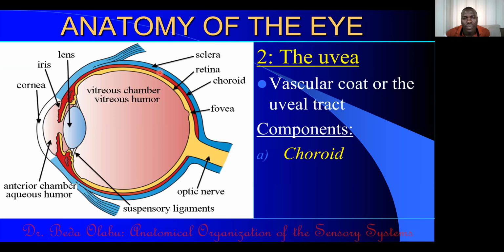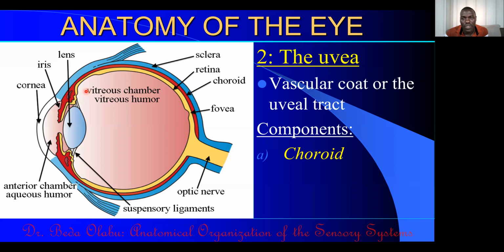Apart from the fact that the choroid is dark to absorb light, the choroid is also heavily vascularized. And it is from this vascularity that the uvea gets its name. The vascularity of the choroid is to provide nutrition to the retina. So basically, the choroid provides nutrition to the retina.